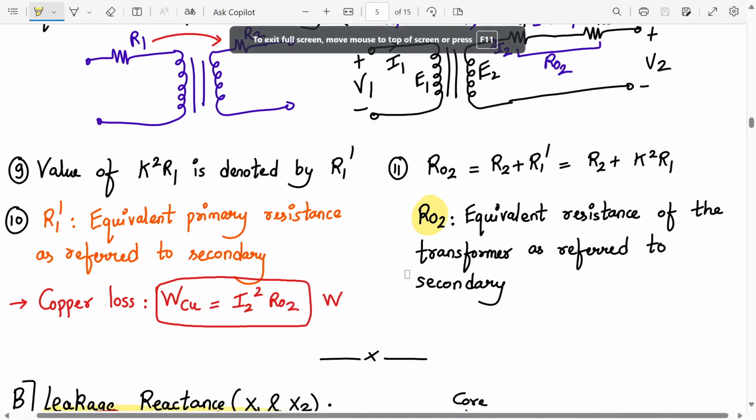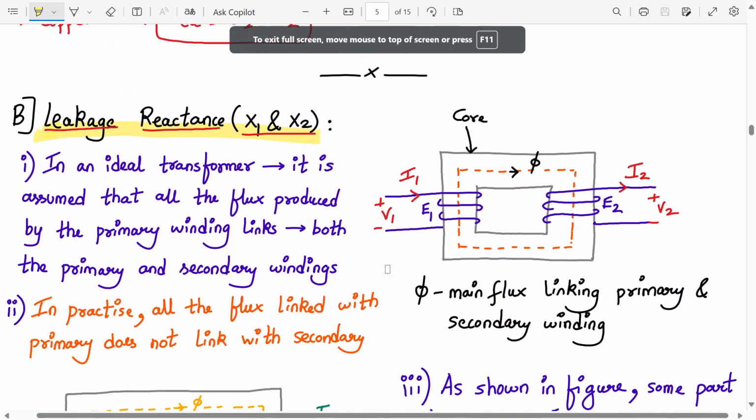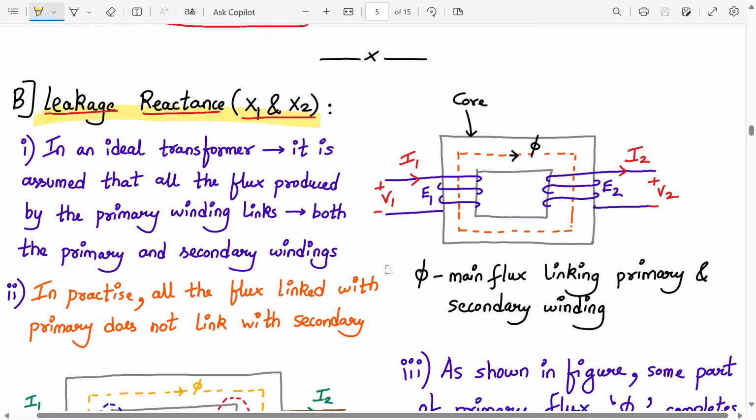Okay, now let us proceed with the content. Now we'll go to the second part, that is leakage reactance X1 and X2. So we have an iron core of the transformer, and you have a flux leakage, flux associated with the main flux, which is linking the primary and the secondary winding. In an ideal transformer, it is assumed that all the flux produced by the primary winding links entirely both with the primary and the secondary winding.